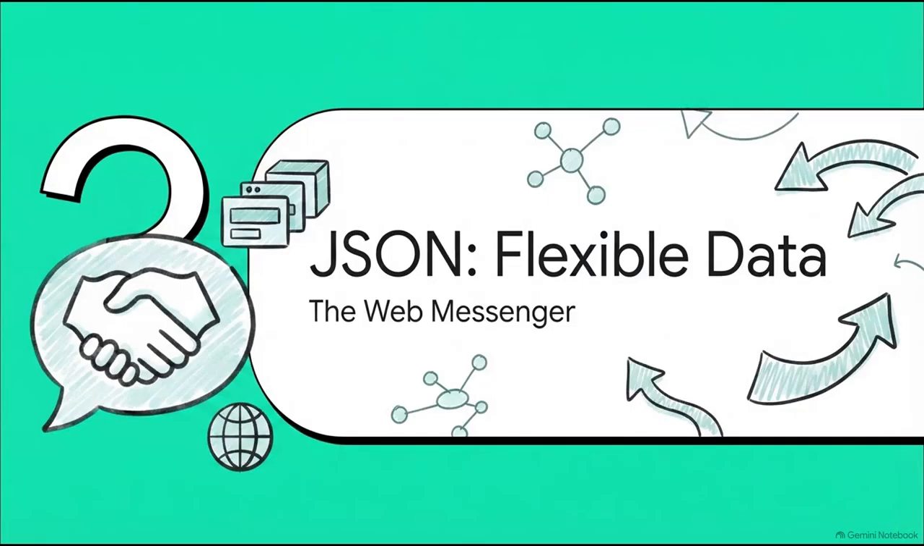Which brings us to section 3, JSON, flexible and nested data. Think of it as the web messenger. Now, this format looks way less like a table and a whole lot more like a highly structured message, specifically built for applications to talk to each other.